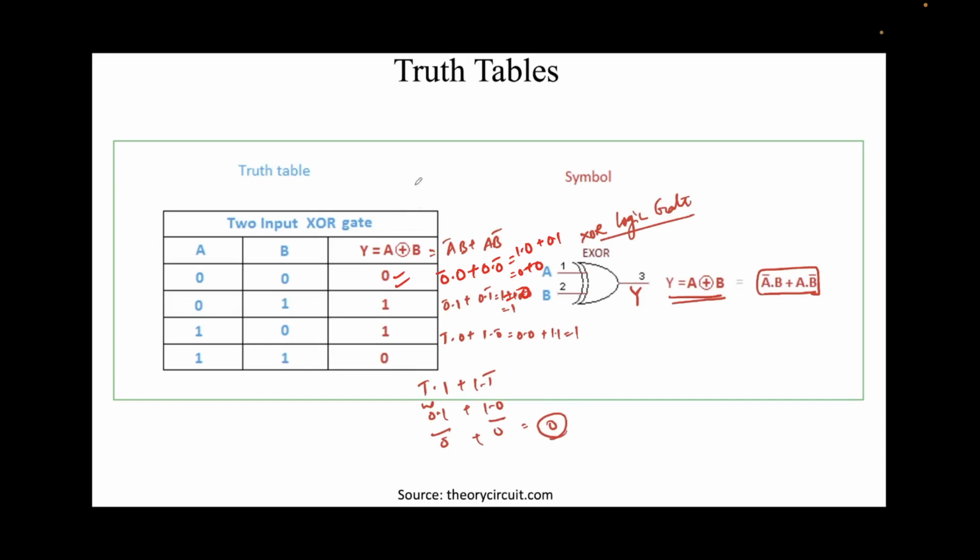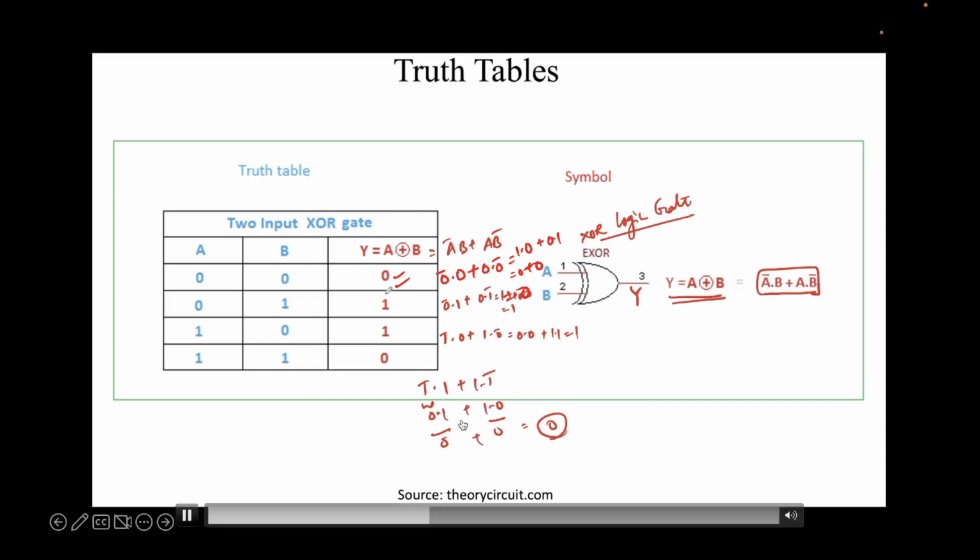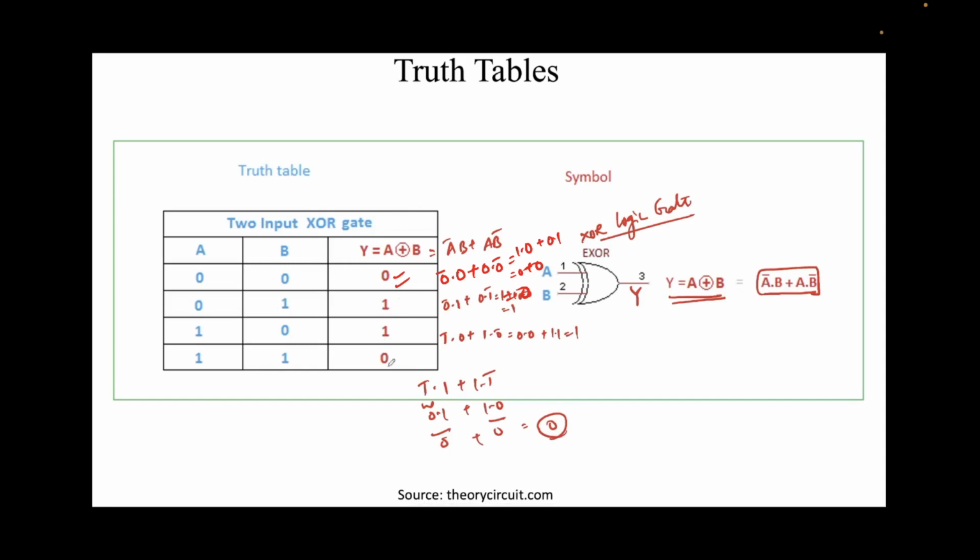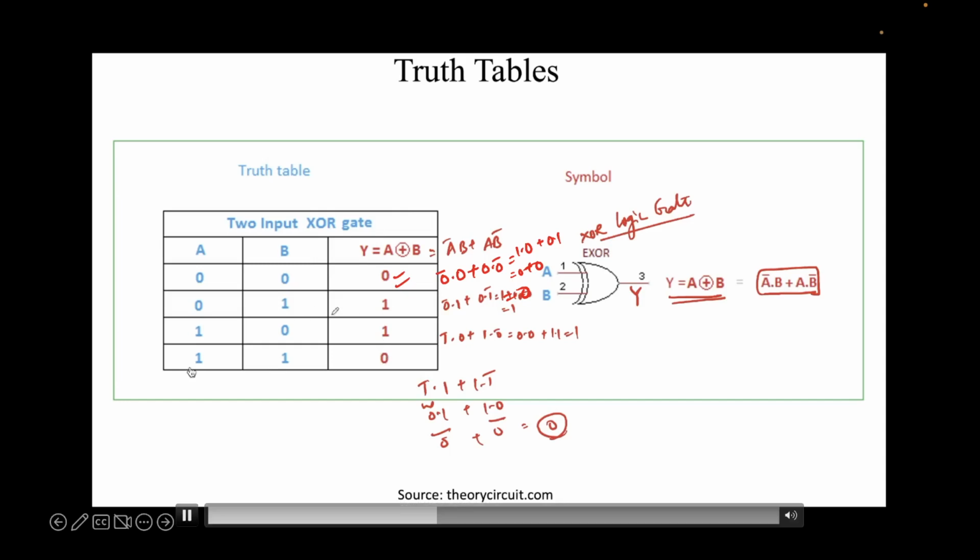This is also known as exclusive OR. Exclusive means only when one of the inputs is 1, then only the output is 1. So in an OR gate, you remember, even if both inputs were 1, the output was 1. This is not the case here. Only when exactly one of the inputs is 1, then only the output is 1 for a 2-input XOR gate.